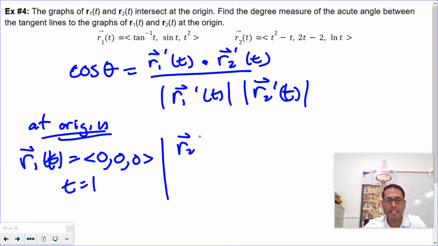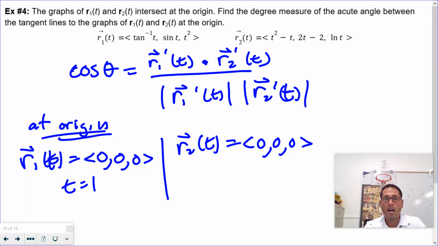What about my second vector function? What would t have to be for it to be 0, 0, 0? It's not always time equals 0, which is kind of different, right? Here, if t were 1, it would be equal to 0, 0, 0. The reason I need this, and need to know what vectors I'm dealing with and at what time, is because it says we want to find the acute angle at the origin. To find it at the origin, I need to know what vectors we're talking about, and for that I need to know what time we're talking about.